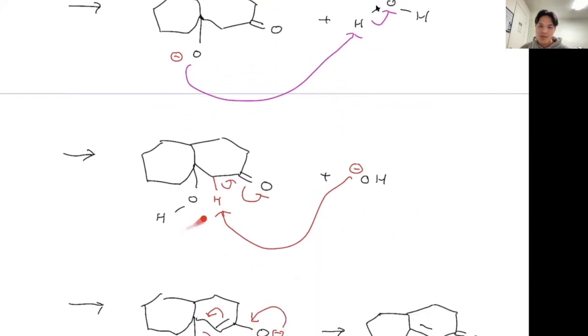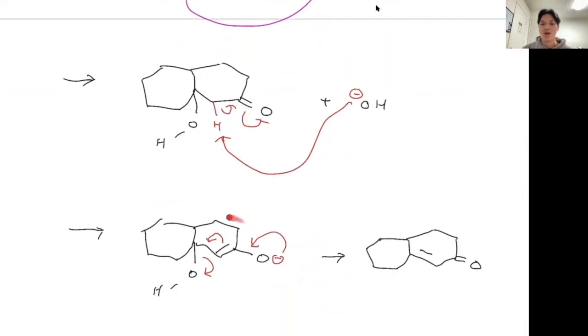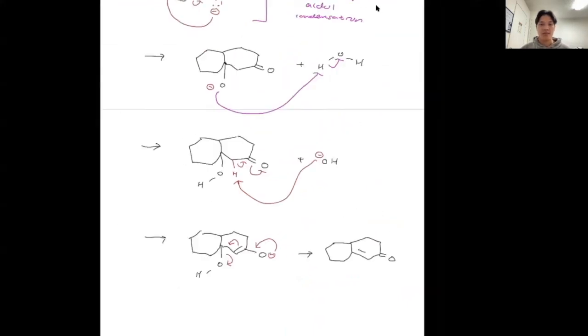And we're still in basic conditions. We still have our alpha carbon with acidic hydrogens. So this base is going to come attack that. It's going to come over here and form this enolate again, right? And then our last step, which is the aldol condensation part, is where we got rid of this hydroxyl group and the formation of an alpha beta unsaturated carbonyl again, right?